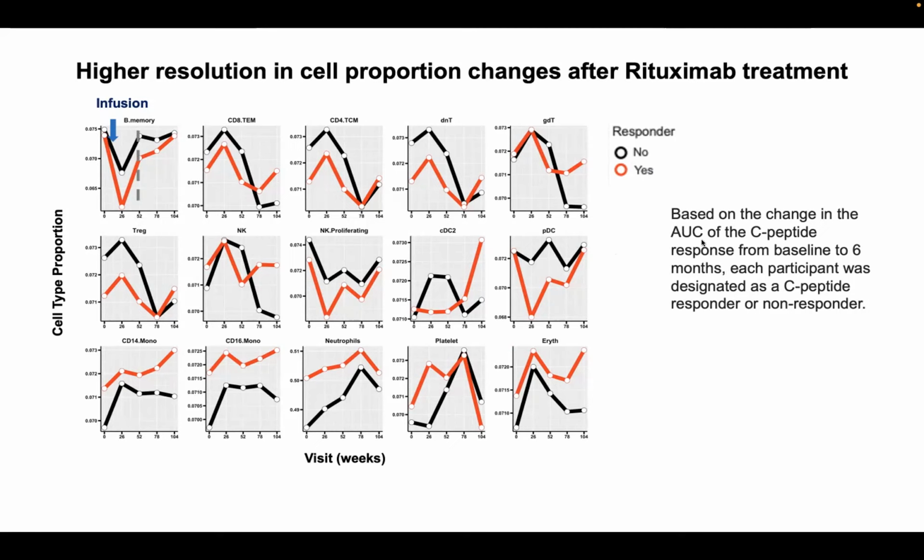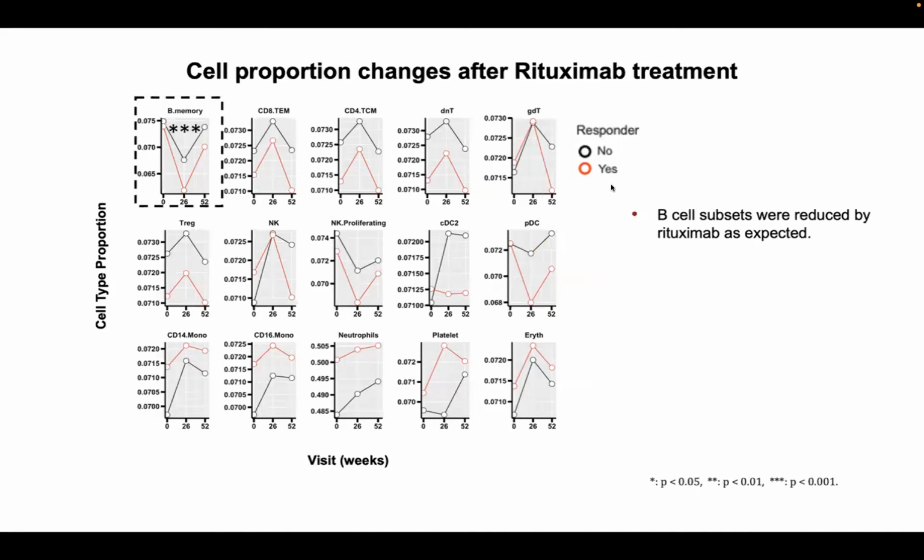So in this study, they defined a responder as the change of the AUC of the C-peptide response from baseline to 6 months. By comparing the cell proportion change between responder and non-responder, we first found that the B cell subset, the B memory cell, was reduced after the drug treatment.